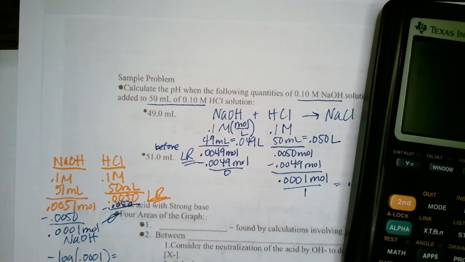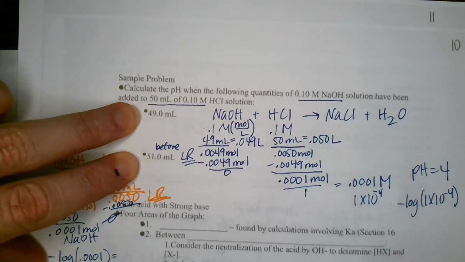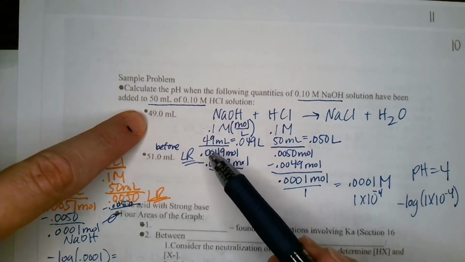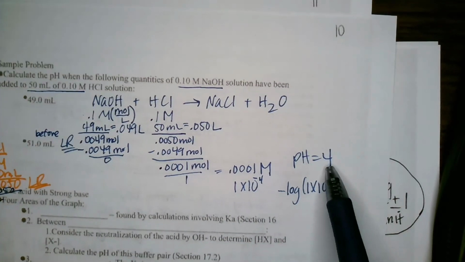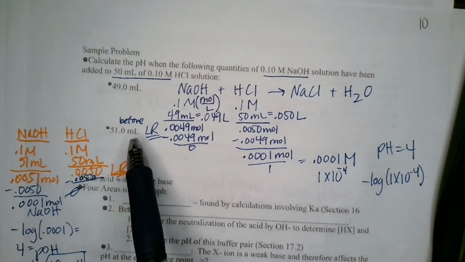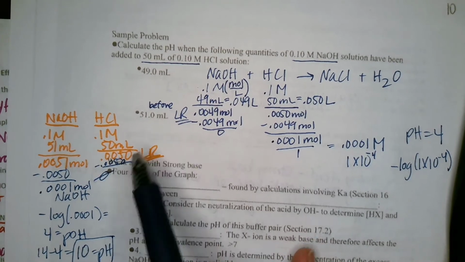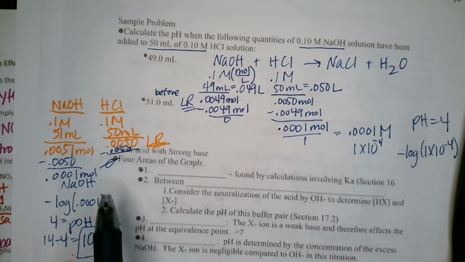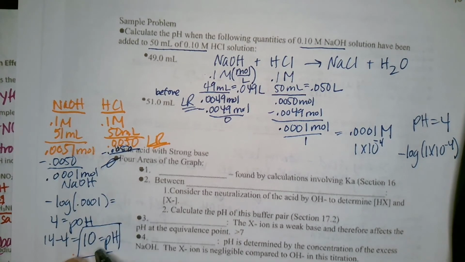And so we can see that with just that slight difference in the amount of base, when I have less base than acid, I'm going to have a pH that's acidic. If I have more of the base than the acid, even just by 1 milliliter, it doesn't seem like much when I have a difference of 0.0001 mole. But that difference, having 0.0001 moles of NaOH, made my pH go up to 10.